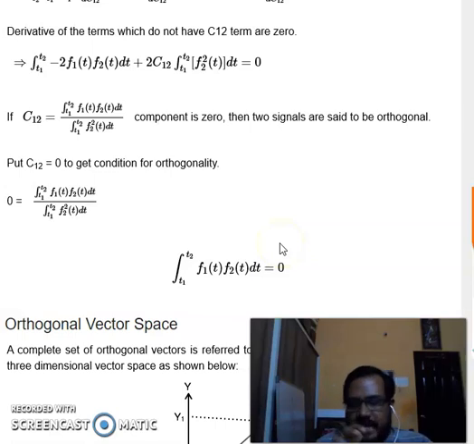So we have seen two similarities between vectors and signals. The first one is the equation of the component c12, and the second is the equation for when the vectors are perpendicular. Okay, thank you one and all.